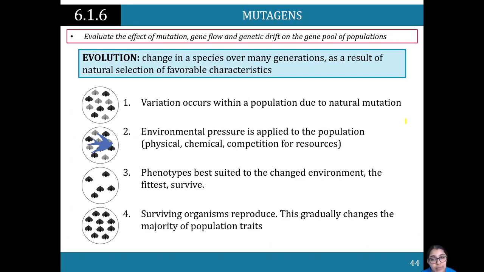Evolution, overall, remember, is the change in a species over many generations. It is a result of natural selection of favorable characteristics. And remember, when we link this back to evolution, it's because we're talking about mutations, how it leads to genetic diversity, and how it can then lead to these specific processes. Remember, variation occurs within a population due to natural selection. Environmental pressure is applied to a population, and phenotypes best suited to the changed environment will survive, and surviving organisms will reproduce.